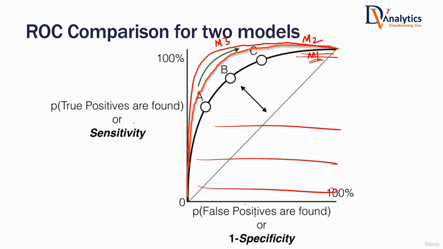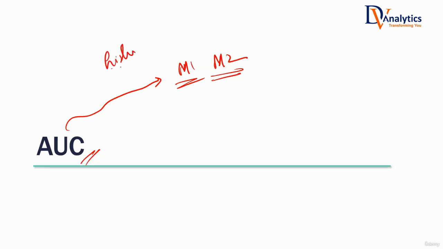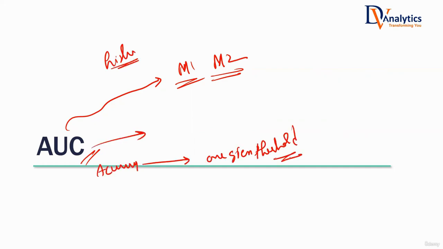So area under the curve, can I use it as a validation measure? Yes, you can use area under the curve as a validation measure. When you're comparing model M1 with model M2, sometimes area under the curve is also used as a validation measure. The area under the curve has to be a higher value or a lower value? Higher value. The advantage of area under the curve compared to accuracy. What is the advantage? Accuracy is at one given threshold. Yes or no? Accuracy is at one given threshold.